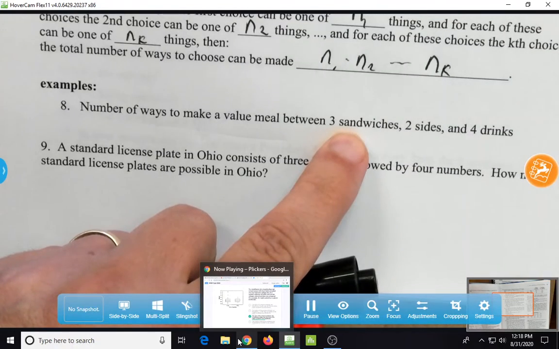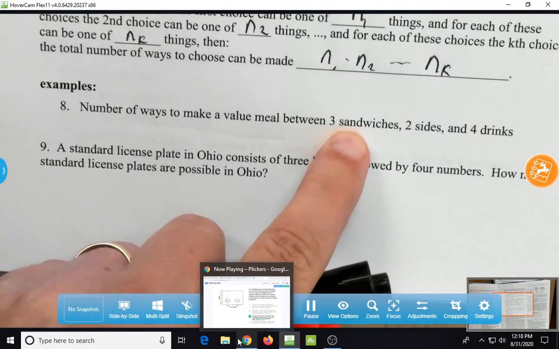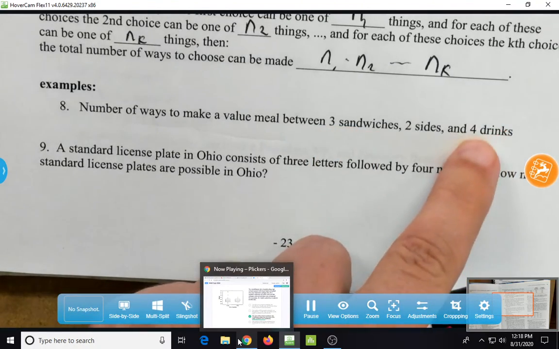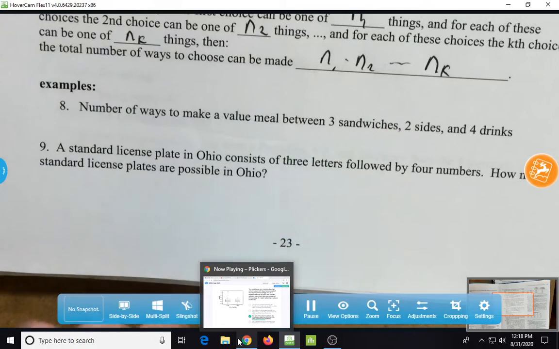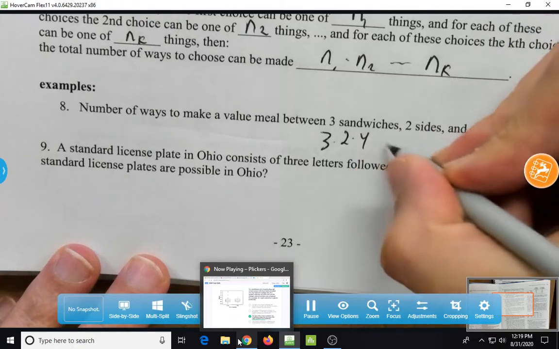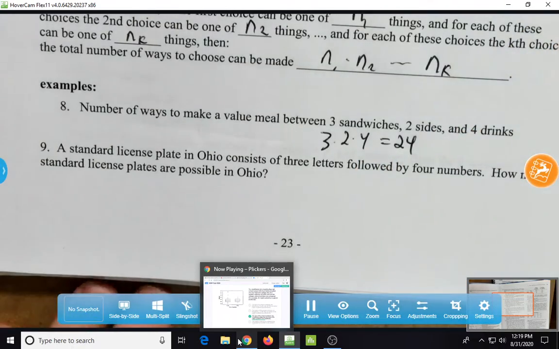All right, so let's go to kind of a minimized Chick-fil-A. We have a value meal of 3 sandwiches, 2 sides, and 4 drinks. Although those are our choices, we can only get 1 sandwich, 1 side, and 1 drink. So this would be 3 times 2 times 4, or 24 different ways.